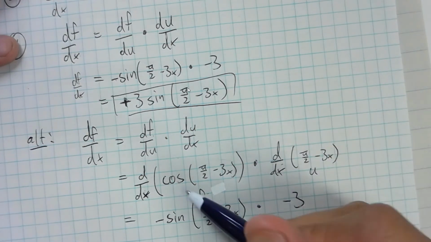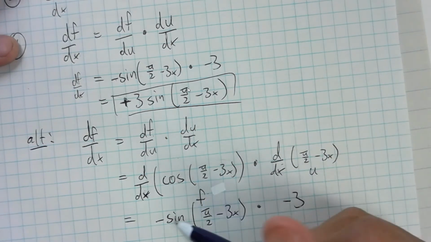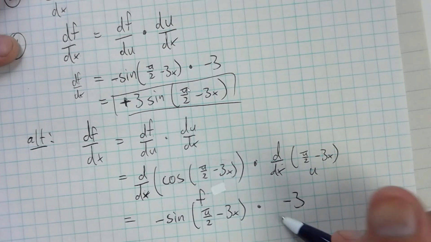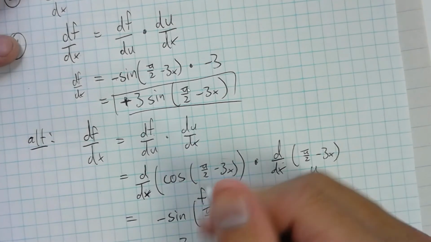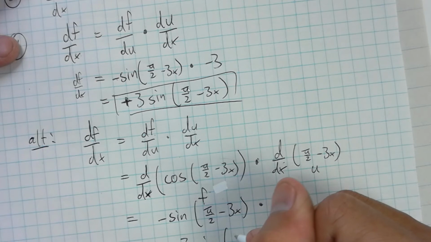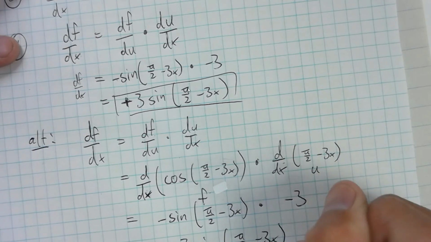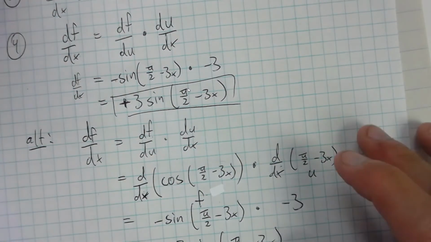So the derivative of this whole thing is negative sine of pi over 2 minus 3x times negative 3, which is equal to positive 3 sine of pi over 2 minus 3x.